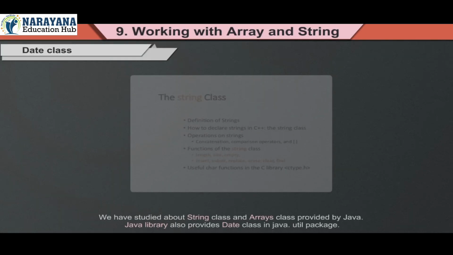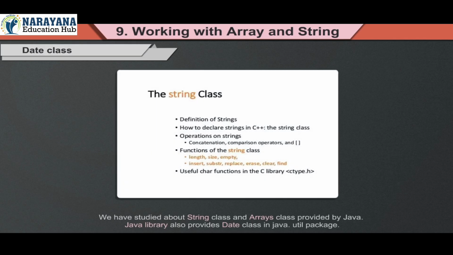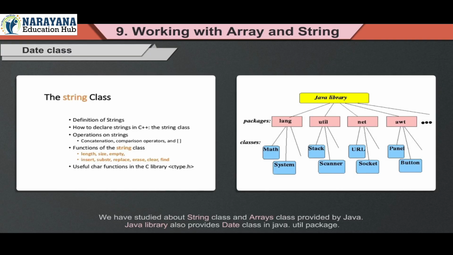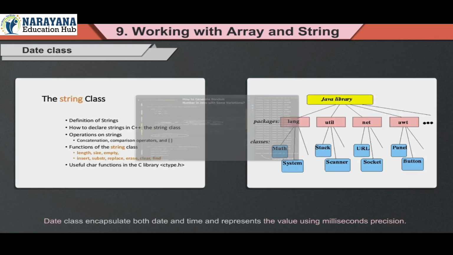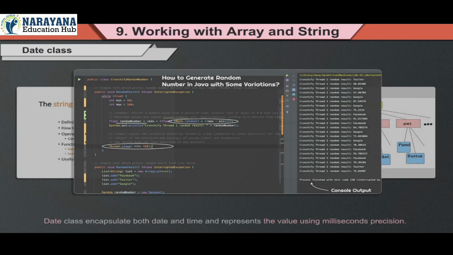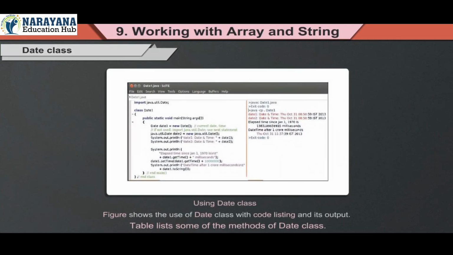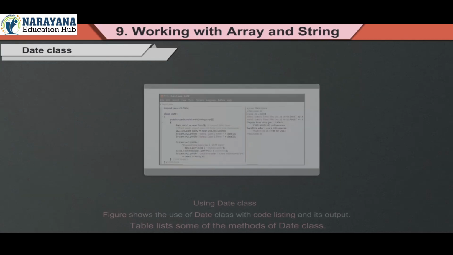Date class. We have studied the String class and Arrays class provided by Java. The Java library also provides the Date class in the java.util package. The Date class encapsulates both date and time and represents the value using millisecond precision. The figure shows the use of the Date class with code listing and its output. The table lists some of the methods of the Date class.